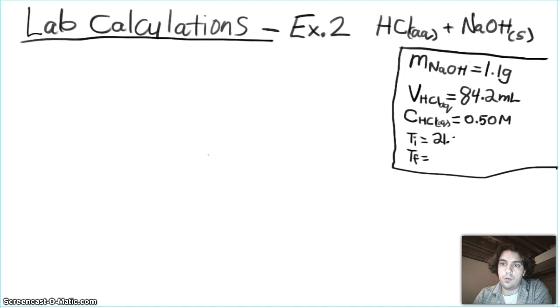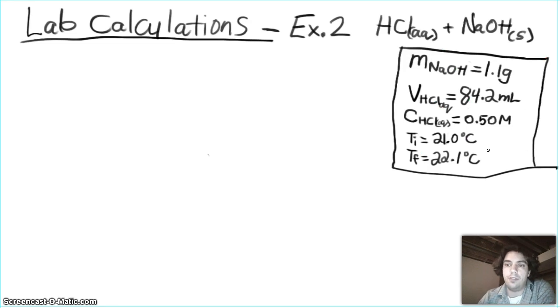So here we go, 21.0 degrees Celsius, and let's say when all was said and done, it was 22.1 degrees Celsius. I have no idea if those will be representative of your real numbers, but that's what we'll assume it was for the sake of here. So again, all of this information here you had to gather while we were in the lab. This isn't information that you could come up with after the fact. It had to come from in lab.